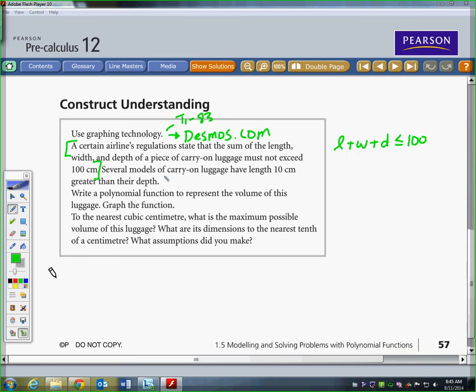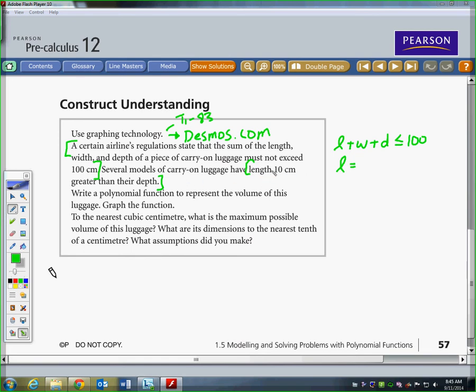I'm kind of taking a shortcut here. Several models of carry-on luggage have length 10 centimeters greater than their depth. Okay, so let's take this piece here and convert that into math notation. The length, L, is, and there's no "is" in there, but it's kind of implied, an equal sign. Okay, 10 greater than their depth.